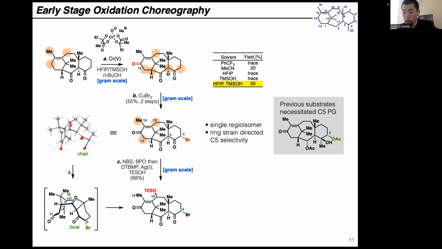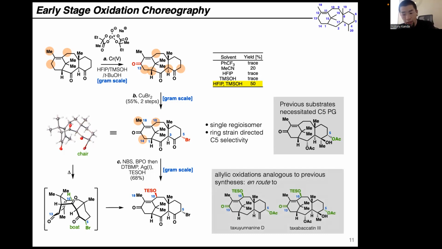A potential reason for this excellent selectivity is that the conformation changed upon heating to put the large bromo group in the pseudo-equatorial conformation. This rendered the C10 CH antibonding orbital well aligned with this pi orbital of the bridgehead olefin.